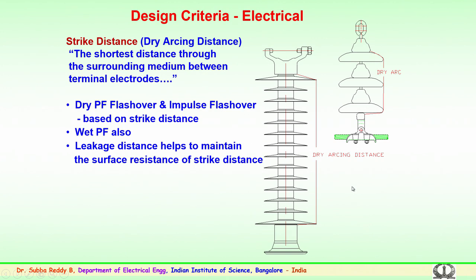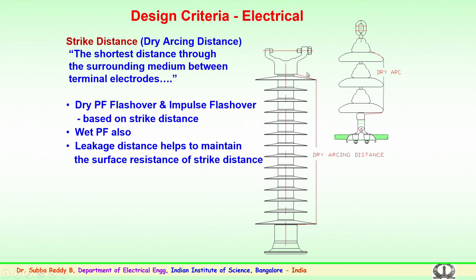The important component while designing the electrical criteria is the strike distance. What is the strike distance, or dry arcing distance, as it is known in high voltage terminology? The strike distance or arcing distance is the shortest distance through the surrounding medium near the insulator between the terminal electrodes. You can see here, this is the insulator. The insulator can be of porcelain, ceramic, glass, or a hollow insulator. A representation here very clearly shows that both end fittings are metallic end fittings. The distance between the end fittings, in between there is complete insulation.